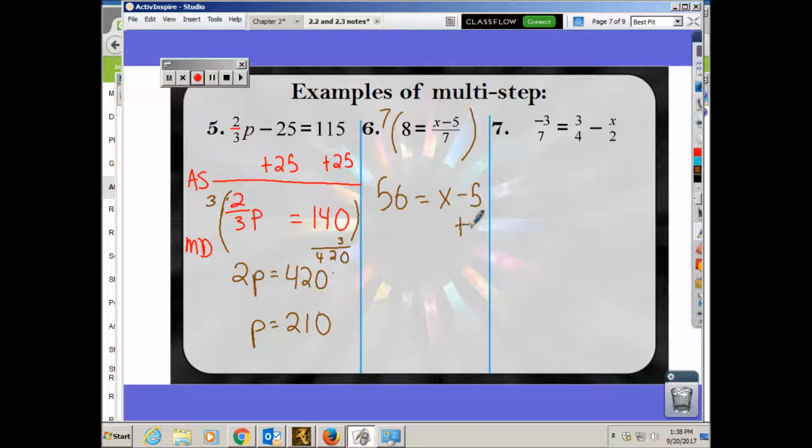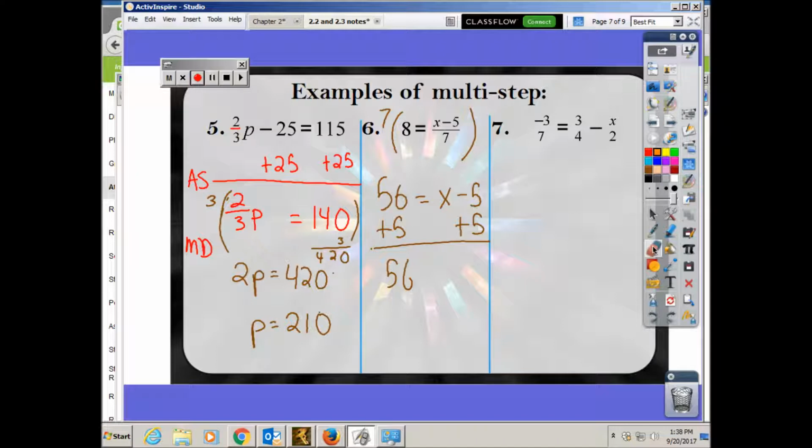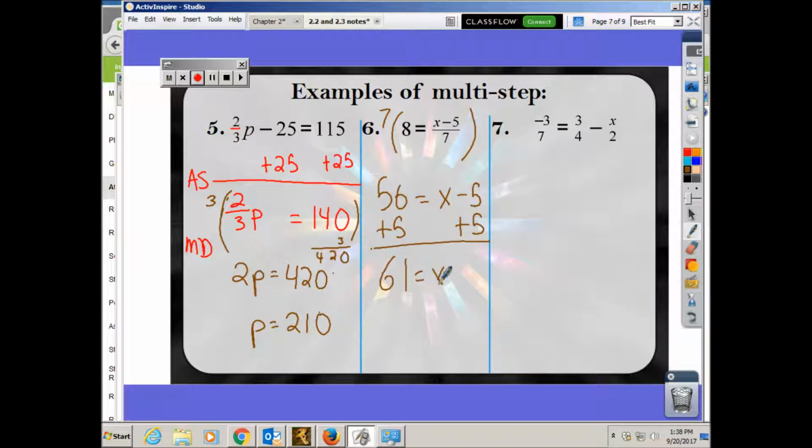Okay, because you're adding, I want to see this. I want to see this where you're writing it on both sides of the equation. 56 plus 5 is 61. Okay? So again, in this one, I had to do the multiplication first to then get that by itself.